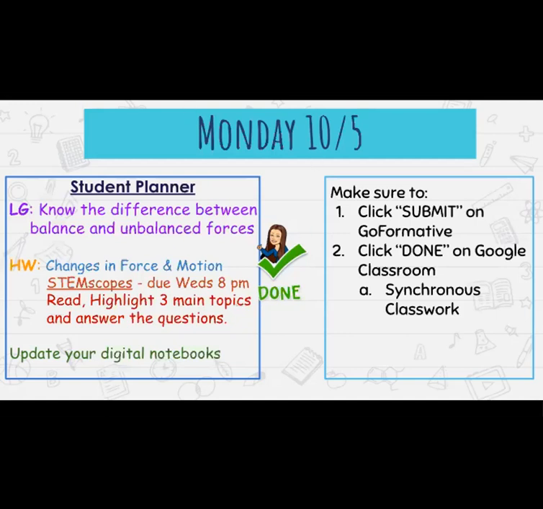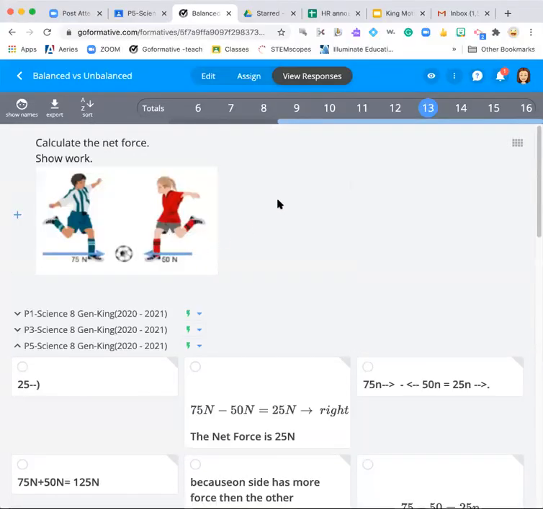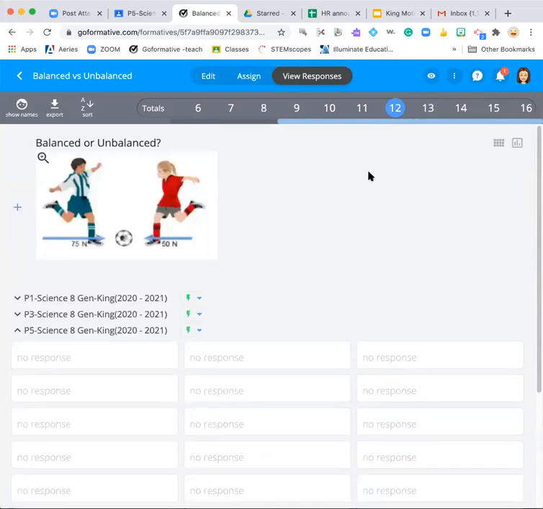Okay. So for those of us who are not sure what to do, I'm going to go ahead and share what your fellow students have done. For number 12, first of all, can I get a volunteer? What did you pick? Balanced or unbalanced for number 12?